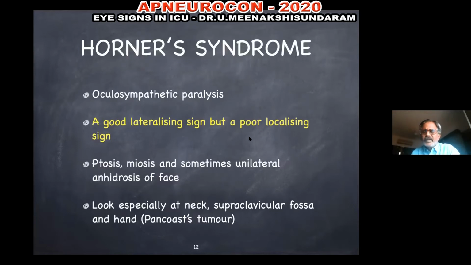It's a good lateralizing sign, but a very poor localizing sign because it starts right from the hypothalamic region up to the neck. So it could be anywhere. You can't exactly localize, but you know it is an intrinsic brainstem lesion if it occurs with the other findings of a brainstem lesion. That's how Horner's helps.